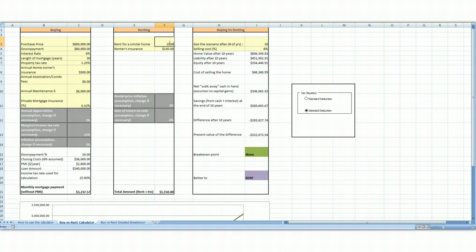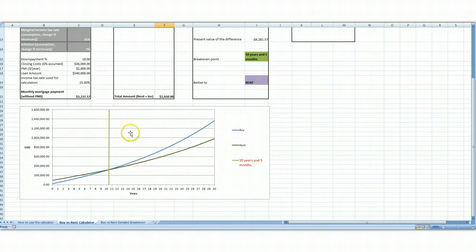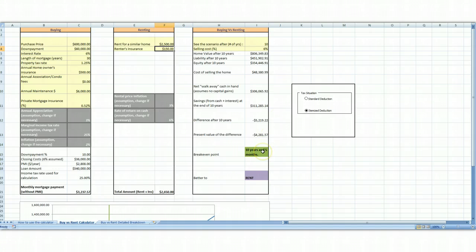But if you change the rental value to 2,500, now the break-even point is 10 years and 5 months. So as long as you stay for more than this time, it is better to buy. If you are going to stay only for 10 years, it is better to rent.